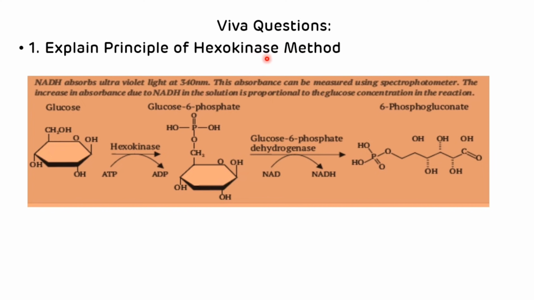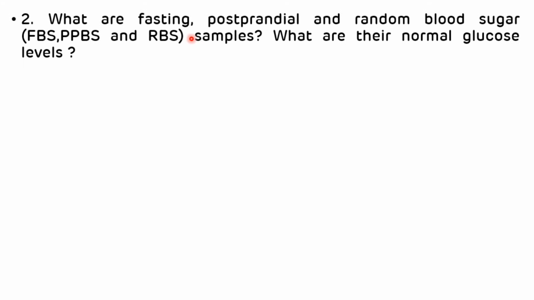This hexokinase method is better as compared to the glucose oxidase peroxidase method because very few interfering substances are available in the estimation of glucose by the hexokinase method, the reagent is more stable, and the linearity of this method is good as compared to the GOD-POD method. That is the principle of hexokinase method. Now, what are the fasting, postprandial, and random blood glucose samples, and what are their normal glucose levels? We have already discussed the normal values of the fasting, postprandial, and random blood glucose levels.